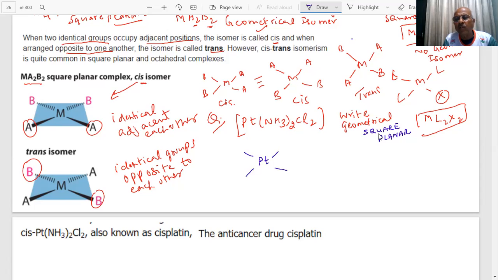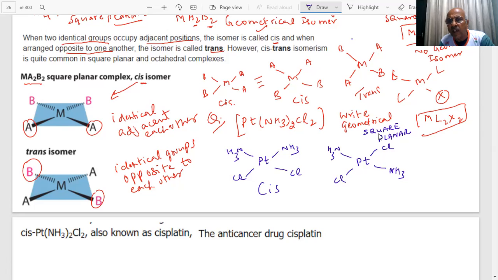The cis, I told you, how do I write the cis? Put the adjacent groups on the same side. You can put NH3, NH3, students, and Cl and Cl. Adjacent groups on the same side. This is the cis form. If I want the trans, same groups opposite to each other, across each other, then NH3, NH3, and Cl, Cl opposite each other. This will be the trans.